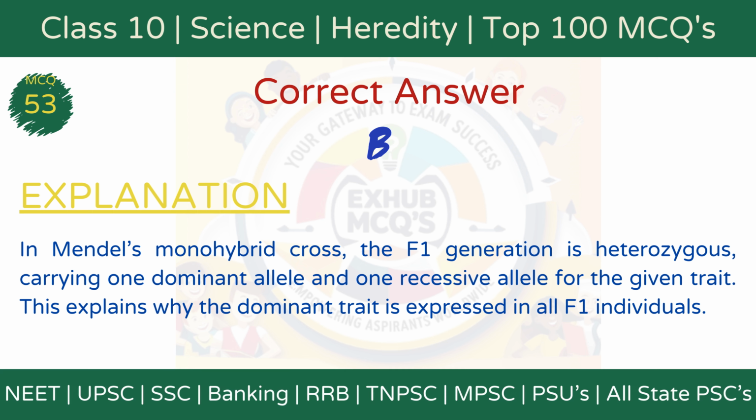The correct answer is option B, heterozygous. Explanation: In Mendel's monohybrid cross, the F1 generation is heterozygous, carrying one dominant allele and one recessive allele for the given trait. This explains why the dominant trait is expressed in all F1 individuals.